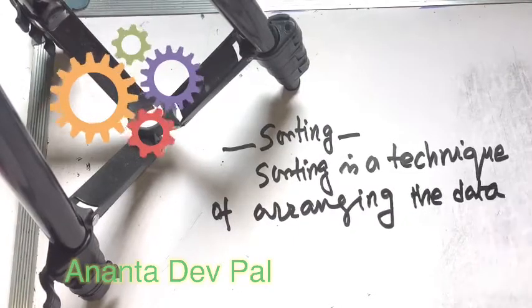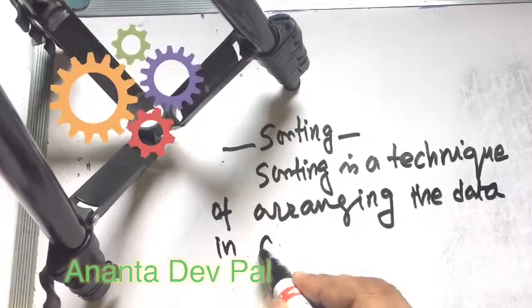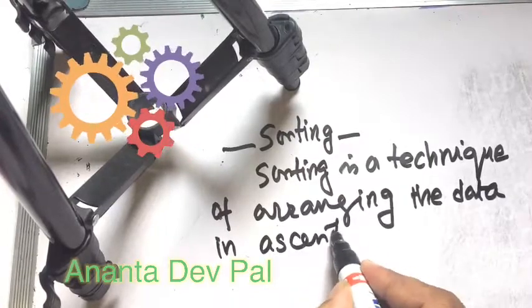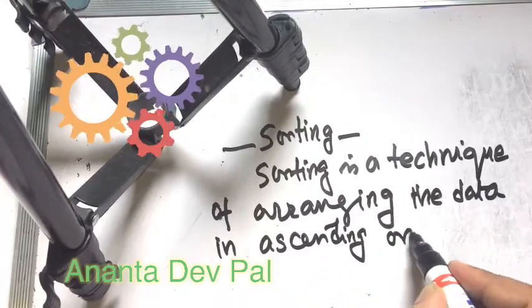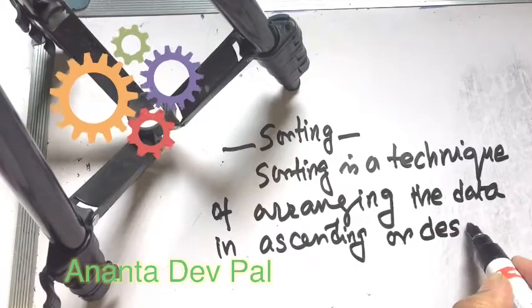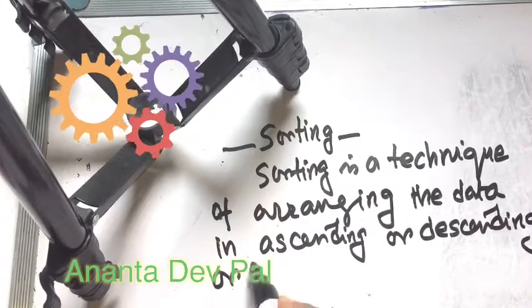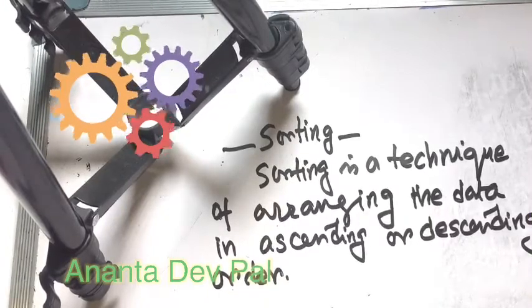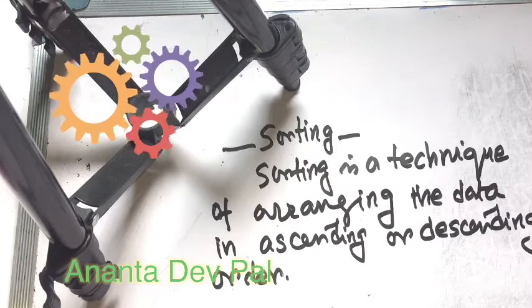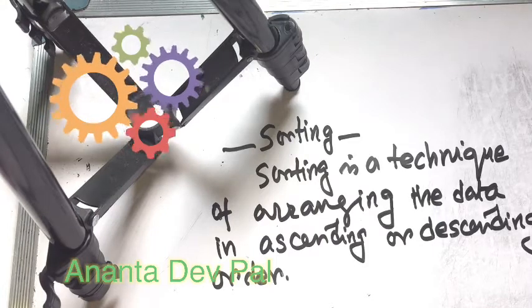in ascending or descending order. So sorting is the technique of arranging the data or element in ascending or descending order. Searching is the technique of finding an element. If the element is present, we have to find the location. And in case of sorting, we have to arrange the numbers either in ascending order or in descending order.